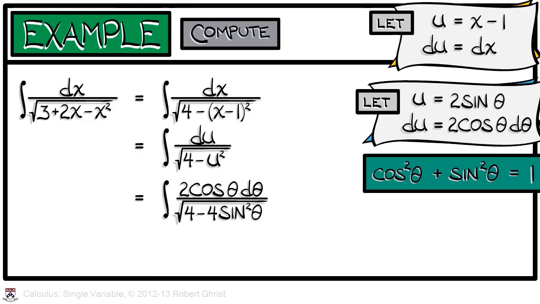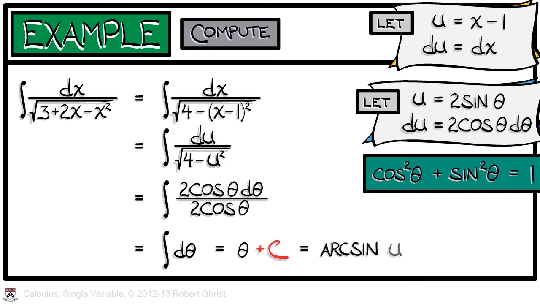We can use the fact that cosine squared plus sine squared equals 1 and factor out that conveniently located 4 under the square root to obtain the integral of 2 cosine theta d theta over 2 cosine theta. Those, of course, cancel and yield a trivial integral. Our answer is theta plus a constant.